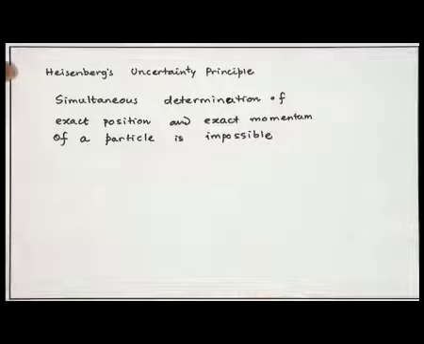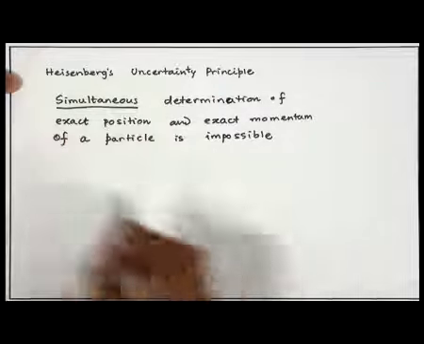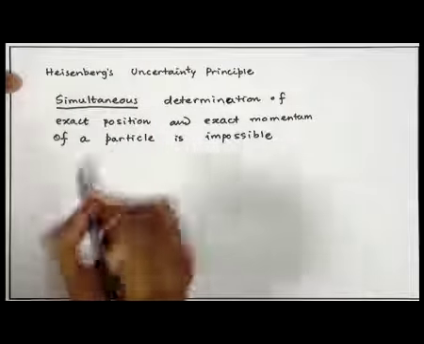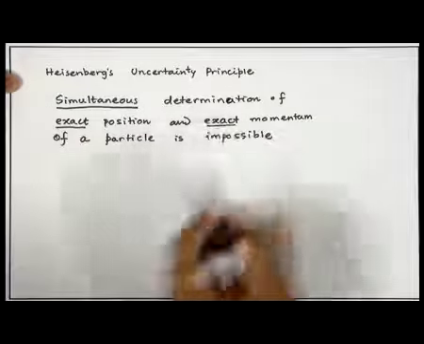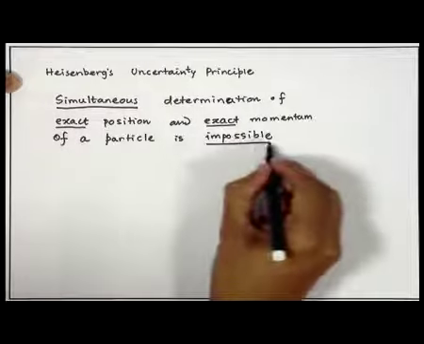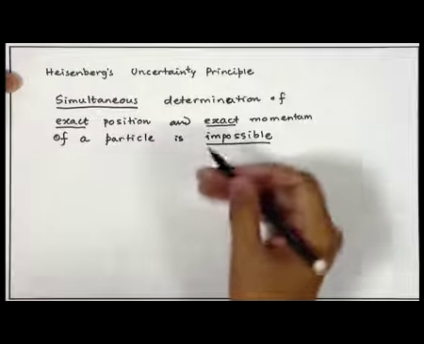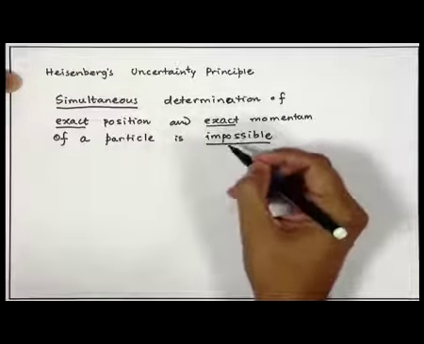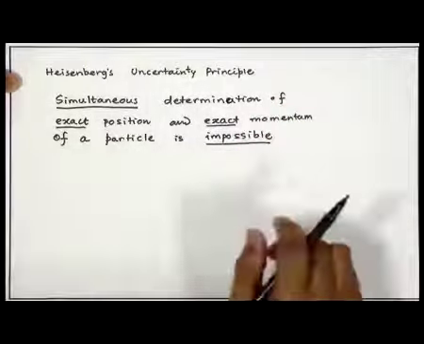There are some key words in this statement. First key word is simultaneous. This principle forbids simultaneous, that means at the same time we cannot measure exact position and exact momentum of a particle. The simultaneous determination is impossible. This impossibility does not arise because of a limitation of instrumentation, rather this impossibility is forbidden by nature. This is the fundamental nature of the particles that we see.